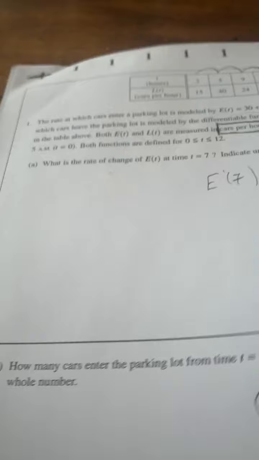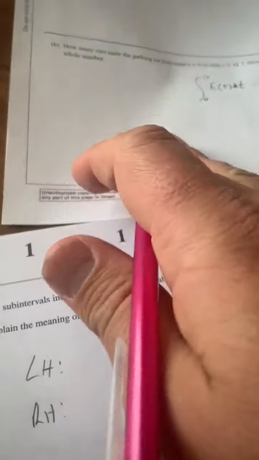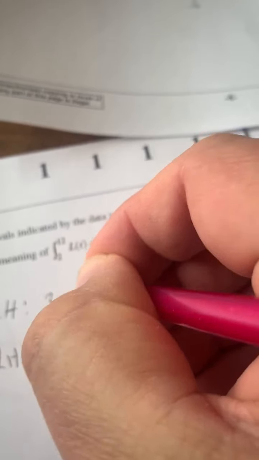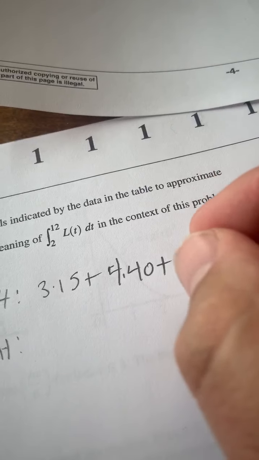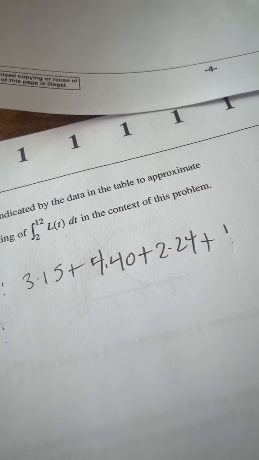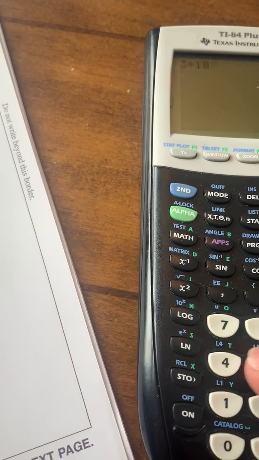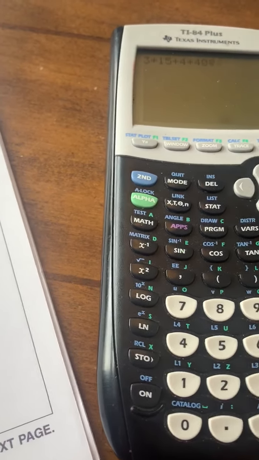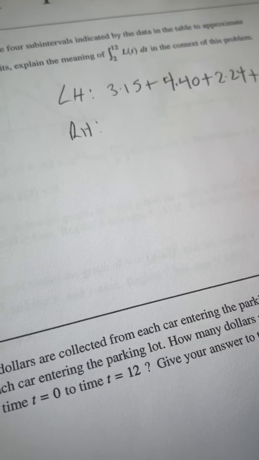Okay, so I'm going to go 2 times, sorry, hard to see it from here, so I'm going to fold this up. So I'll go 3 times 15 plus 4 times 40 plus 2 times 24 plus 1 times 68. So that'll be my left hand. So I got 3 times 15 plus 4 times 40 plus 2 times 24 plus 68. So my left hand guess is 321.